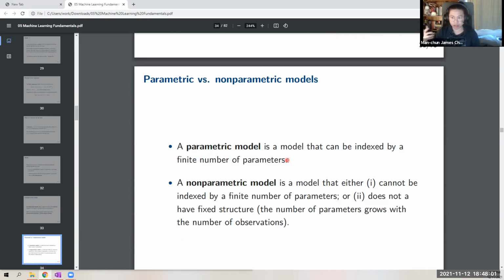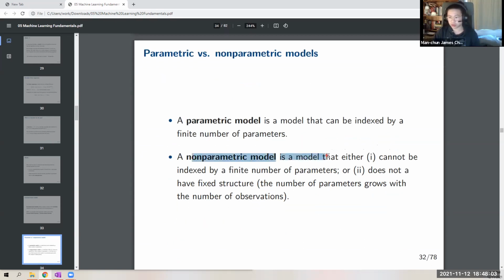Parametric models can be thought of as having a finite number of parameters, but non-parametric models cannot be indexed by a finite number of parameters. Perhaps a good way of thinking about it is that the number of things you need to remember grows with the number of observations. If you have more data, non-parametric models need to remember more, parametric models don't. It just stays the same.